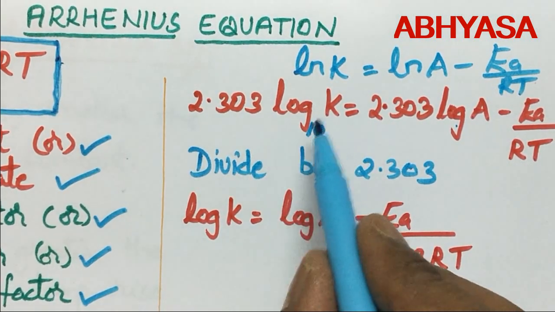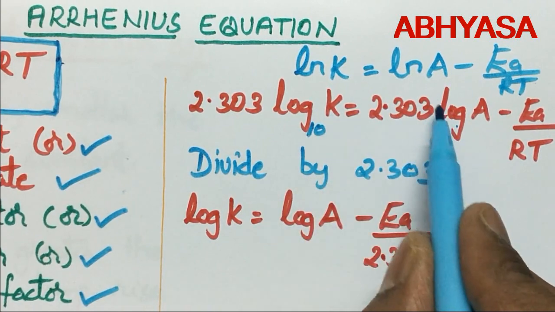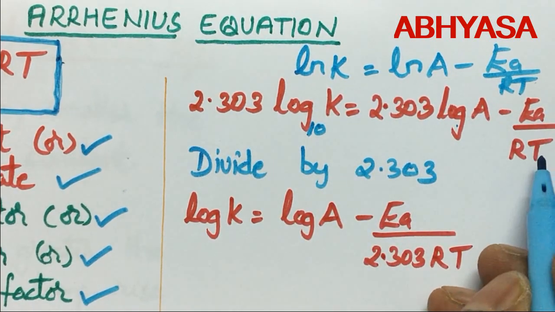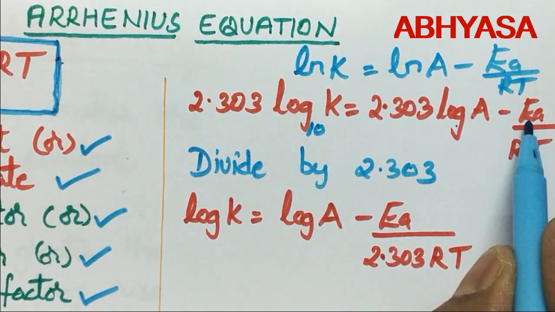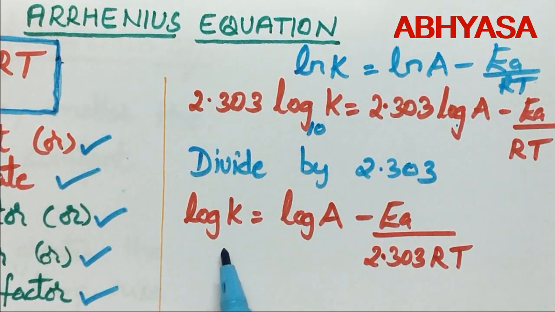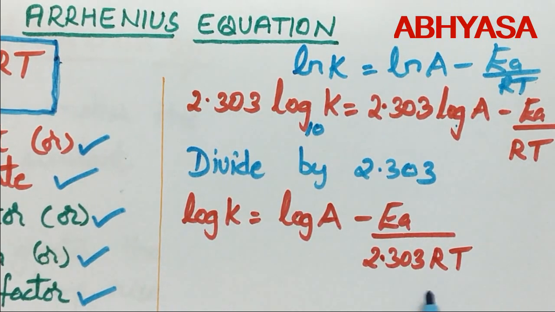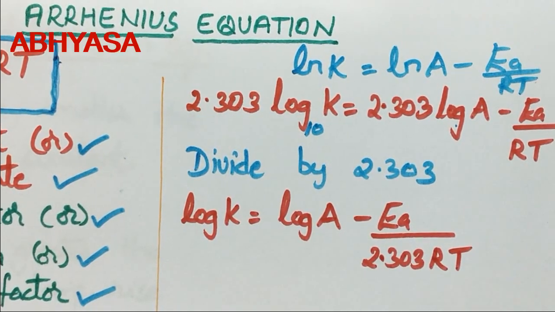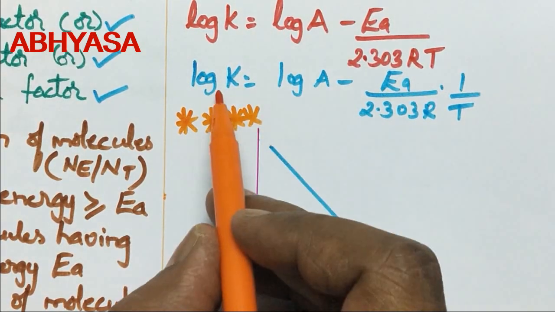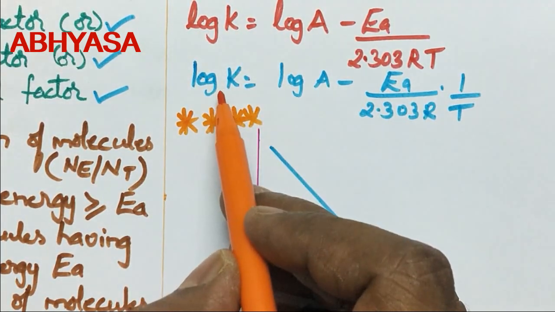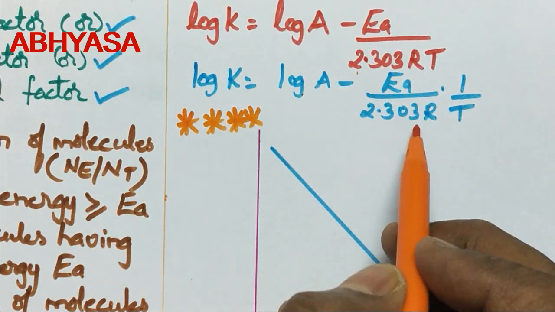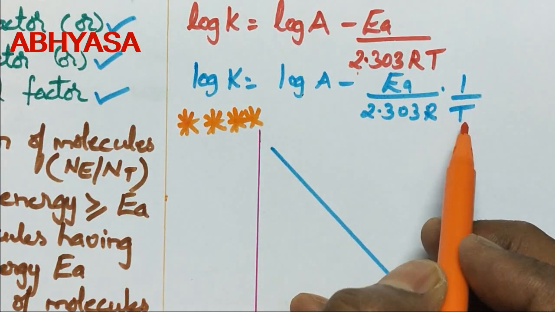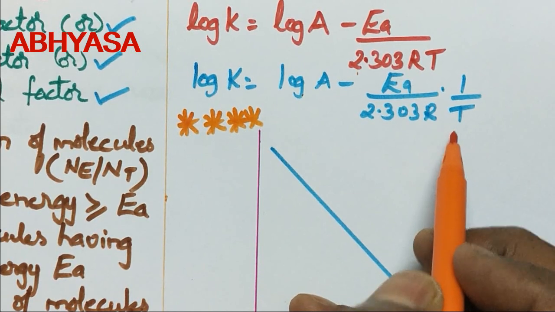Here we are having three terms. Log k is one term, log a, and this Ea by RT. So divide this one by 2.303, this one as well as this one. So we are getting log k is equal to log a minus Ea by 2.303 RT. I am writing this one like this: log k = log a minus Ea by 2.303 R, and I am separating this T as 1 by T.